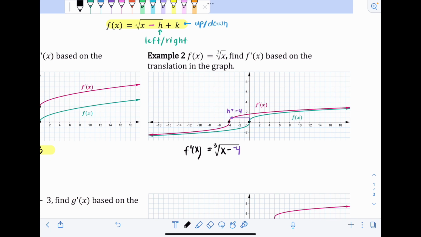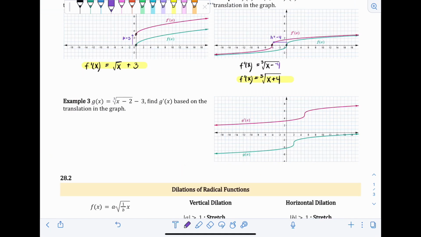And then we would just want to simplify it all the way, so we would never leave the double negative there. We would go ahead and change that double negative to a positive. So f prime of x is equal to the cubed root of x minus negative 4, so x plus 4. So f prime of x is equal to the cubed root of x plus 4, which means it's like we took the cubed root of x and we shifted it left 4.